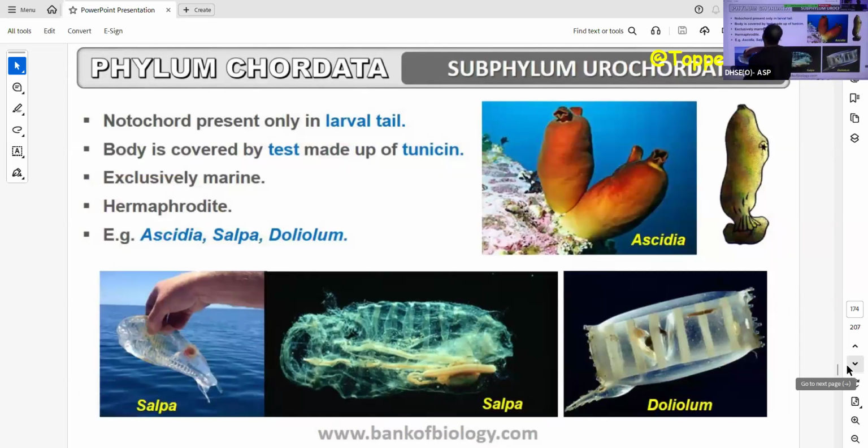Now, the first subphylum, that is Urochordates. As you can see, these are referred to as Tunicates or Tunicata. Why? Because their entire body is covered by a tunic.